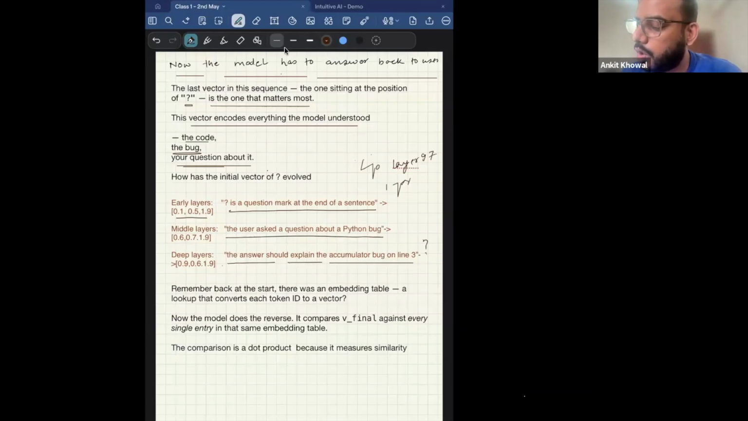So the question mark now has all the understanding, and the model understands the code, the bug, and the question about it. Now the model has to answer. In the final step, remember that we talked about an embedding table in the vectorization step, which has all the English words mapped to a vectors, and from there the vectors are picked up. Now the model will do the reverse thing. It will take the final vector, the question mark, and do a comparison against the same embedding table. The comparison is a dot product because it measures similarity.